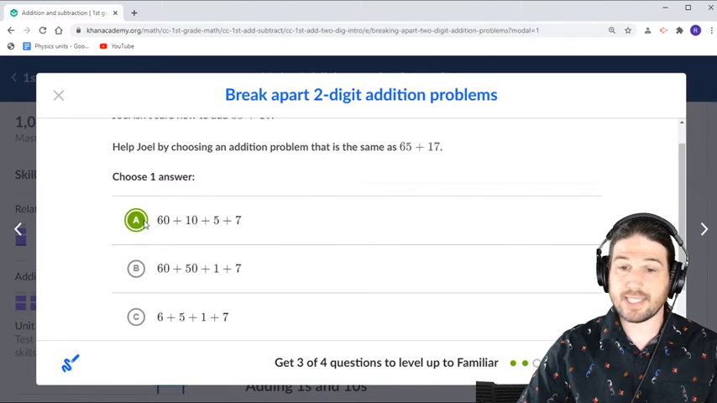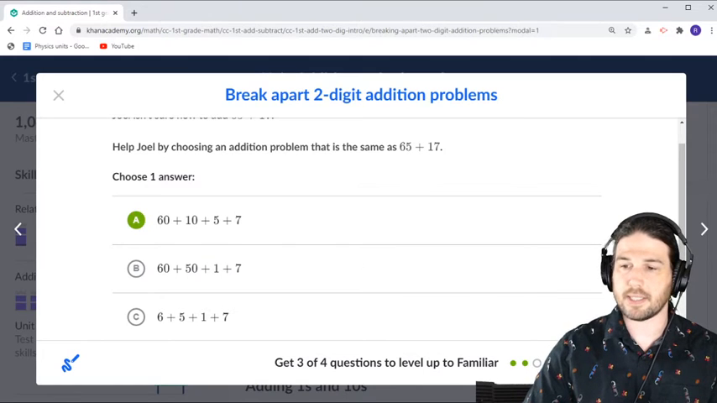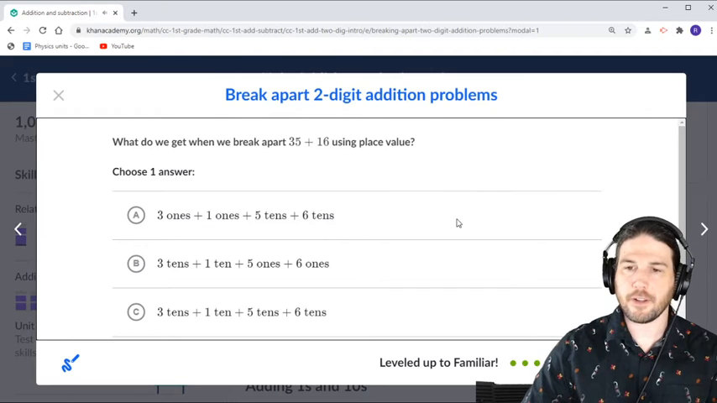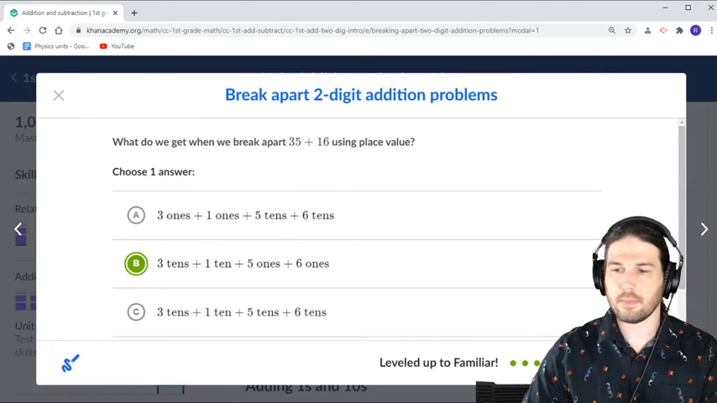65 plus 17 is 60 plus 10 plus 5 plus 7, right? 65 and 10 and 7 is 17. What do we get when we break apart 35 plus 16? Well, we get 3 tens and 1 ten and 5 ones and 6 ones. The answer is B.